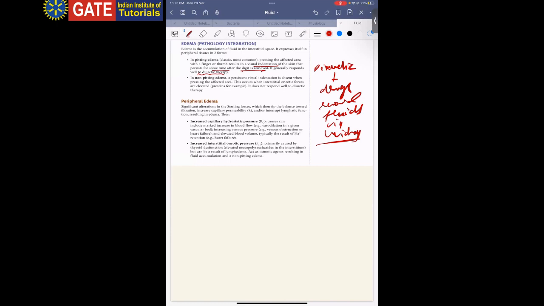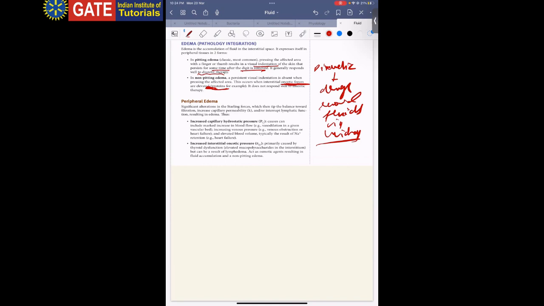In non-pitting edema, when you press it, there will be no indentation. And the most common cause is associated with increased oncotic pressure. Whenever there is increased oncotic pressure within your interstitium, for example, when proteins are increased, then there is non-pitting edema, and non-pitting edema does not respond well to diuretic therapy. Okay.